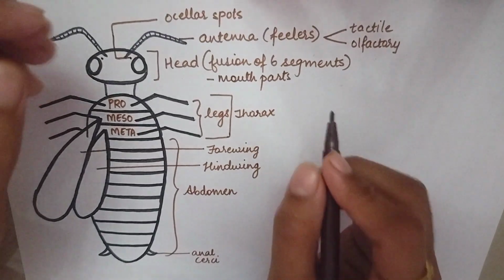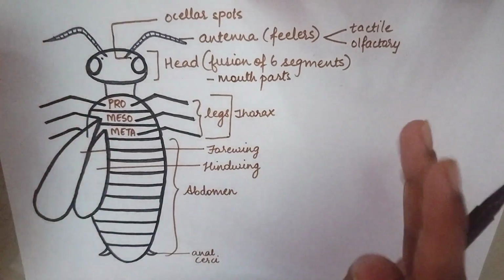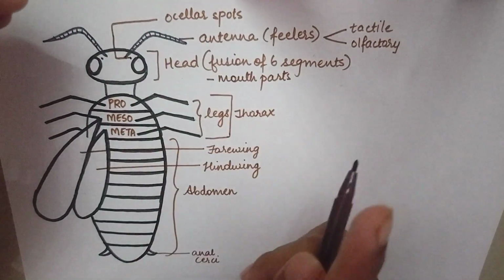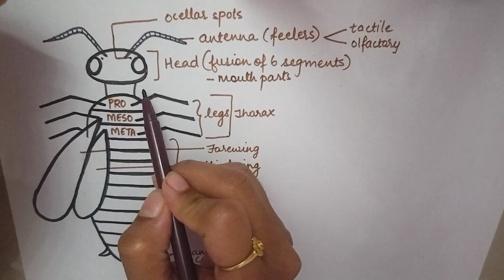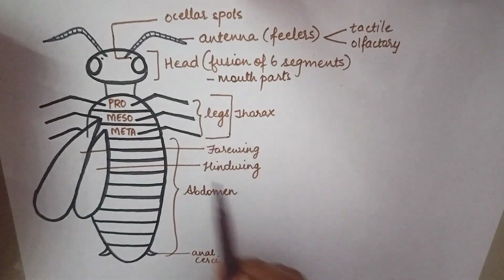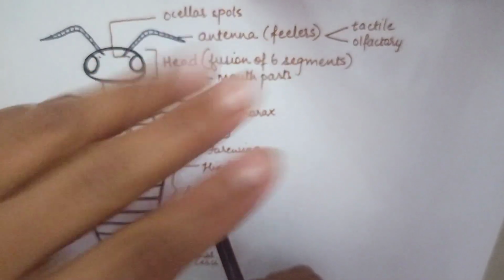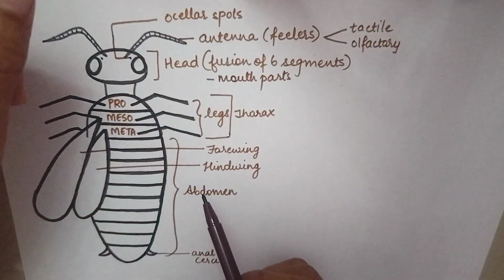So let's continue with the body division of the cockroach. The body of the cockroach is divided into 3 regions: the head, the thorax and the abdomen. Head, thorax, abdomen, the 3 regions in which the body of the cockroach is divided.